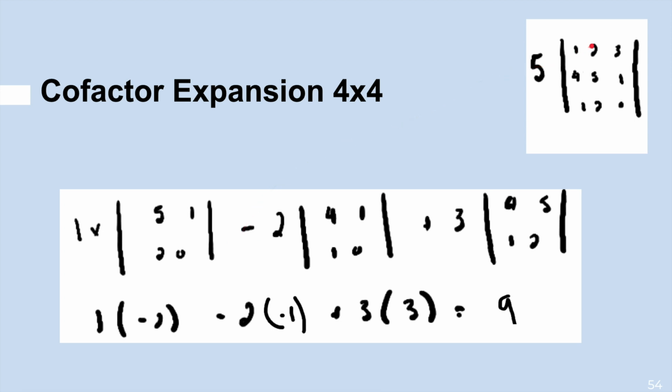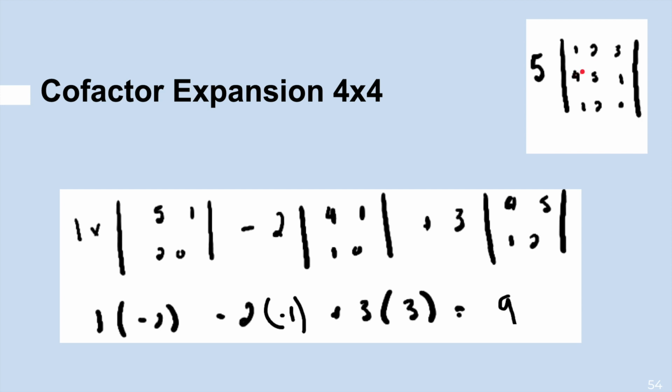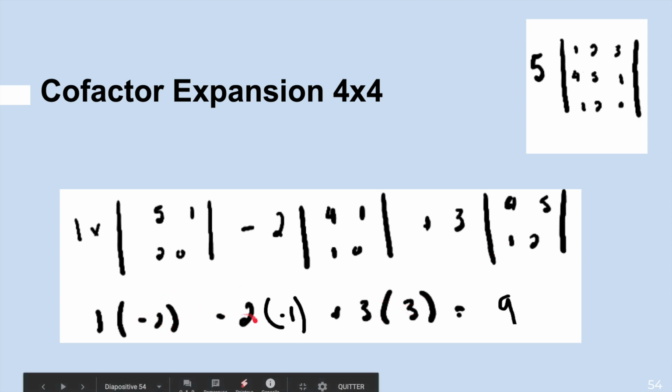Minus the next number, so 2, cross out its column, cross out its row, 4, 1, 1, 0. 4 times 0 is 0, minus 1 times 1 is 1, which is negative 1, so negative 2 times negative 1. And we add 3, cross out its column, cross out its row, determinant of 4, 5, 1, 2. 4 times 2 is 8. 8 minus 5 is 3. 3 times 3. So 1 times negative 2 minus 2 times negative 1 plus 3 times 3 is equal to 9. That is our determinant of just this portion.